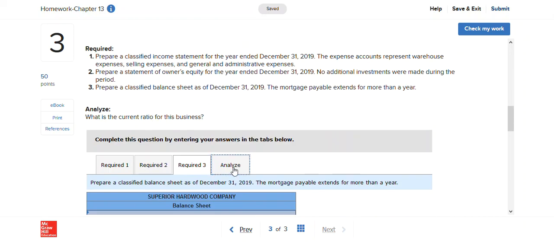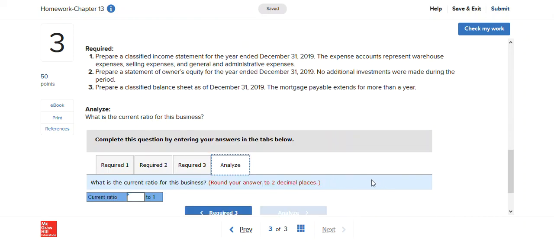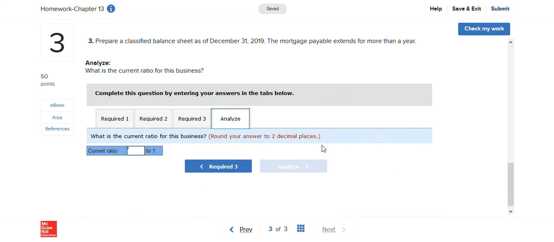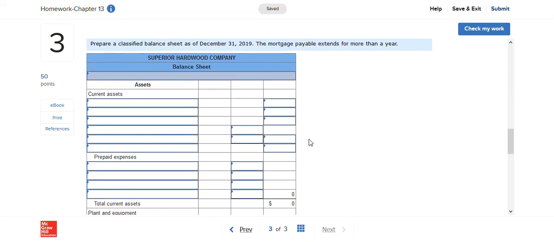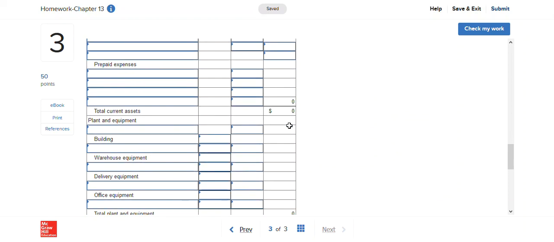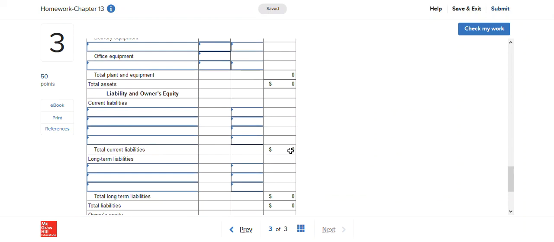And then what does analyze say? Oh, analyze says the current ratio. To get the current ratio, you're going to divide the current assets by the current liabilities. So you're going to have to go to your balance sheet, find your total current assets, which should be in this top section, and divide that by the current liabilities, which is down here. And that, whatever that comes up to be, will be your current ratio.